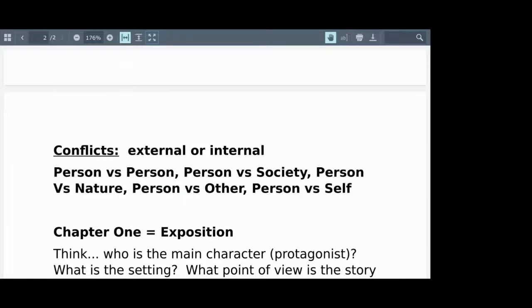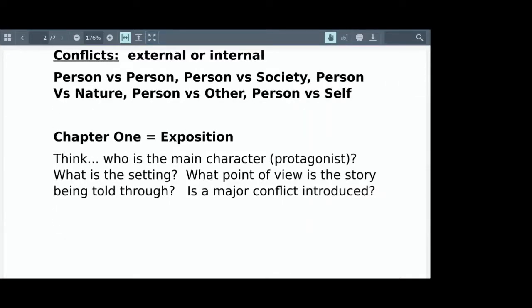There'll always be a major conflict that the character's trying to resolve and work through over the course of the story. And as we start, which we're about to start, chapter 1, this is exposition. So think: my main character, who is it? His name is Holden. He's a protagonist. We'll meet him right away. He's telling us a story. What is the setting I'm being introduced to? He'll introduce us to a setting. He'll talk about a couple others. What is the point of view? Well, we know Holden's telling the story, so the main character, it's going to be first person. And is there a major conflict introduced? Yes, there will be. I'm not going to spoil it for you. You'll see when we get there.